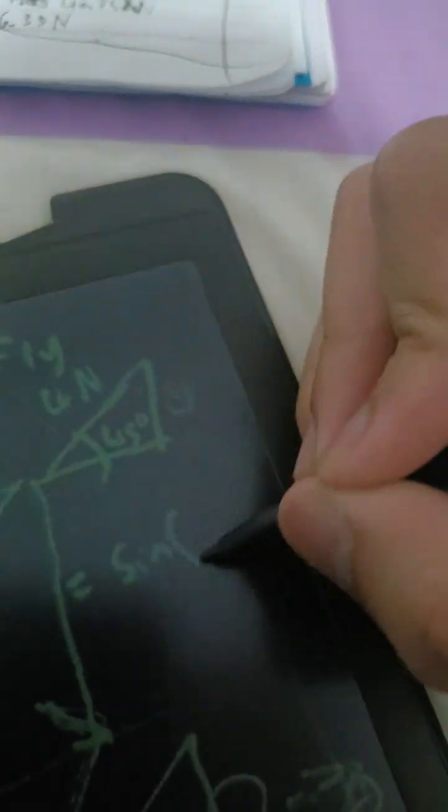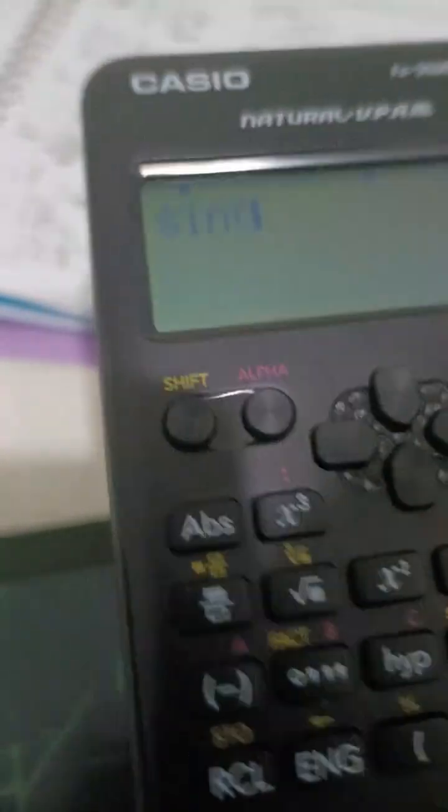Anyways, we have 4N, which is the h. We want to find O. Now just find it. Sin 45 degrees times 4 is equals to, let me count it real quick. Oh, I forgot my calculator, chat. Hold on. It equals 2.82. That's f1y.